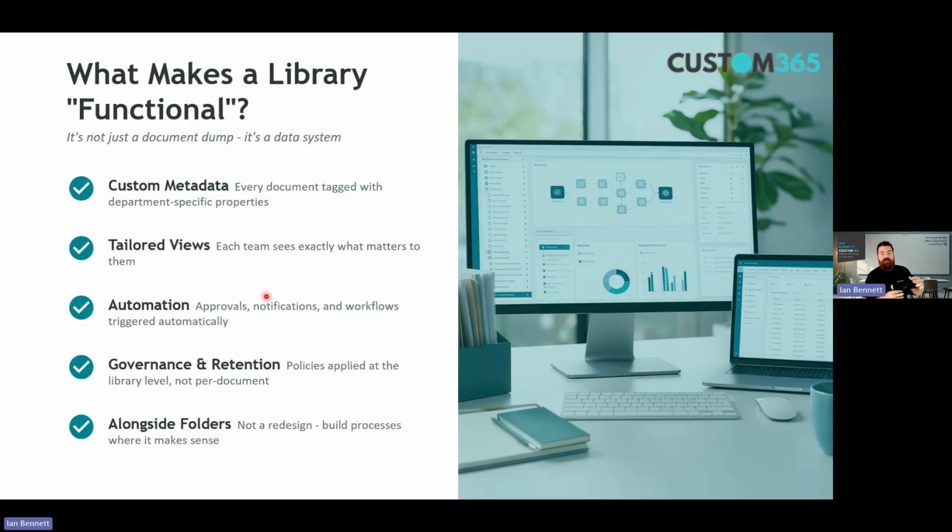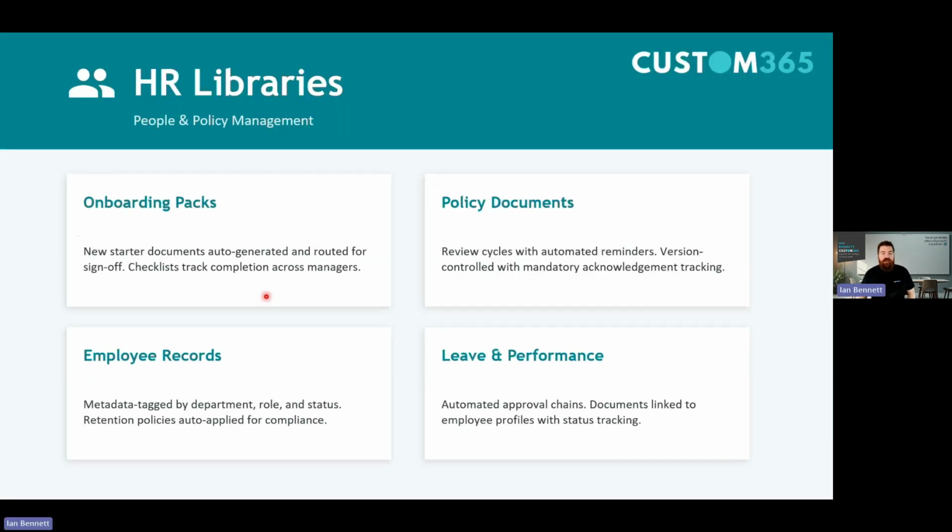So if folders make sense in that scenario, use folders. If they don't, then use a metadata functional library. Okay, so here's some examples, right? I'm just going to run through these fairly quickly, but imagine if you had an HR site.